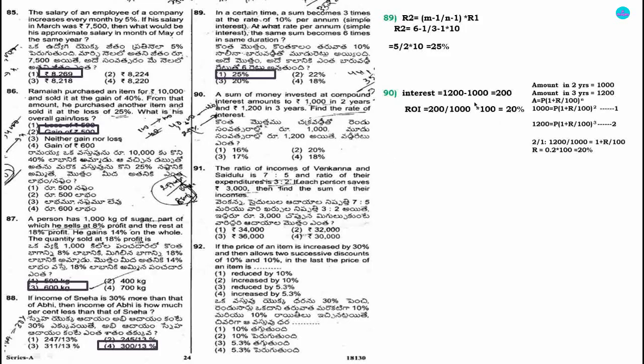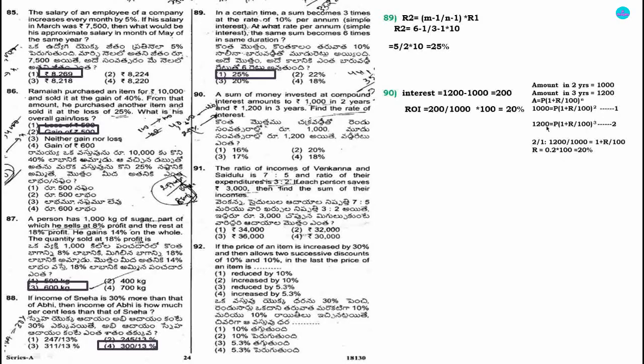The other way also: the amount in 2 years is 1000, and the amount in 3 years is 1200. So we know the formula: A is equal to P into (1 plus r by 100) to the power of n. The amount is 1000, so 1000 is equal to P into (1 plus r by 100) for the first 2 years, so whole square, that is equation 1. Now next, 1200 is equal to P into (1 plus r by 100) for 3 years, whole cube. That is equation 2.